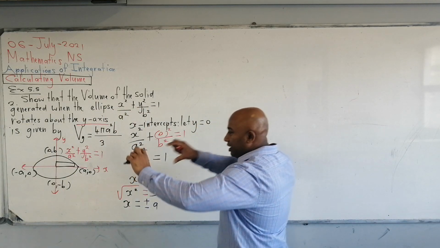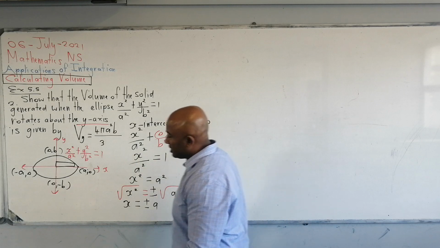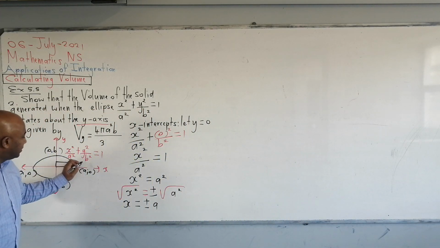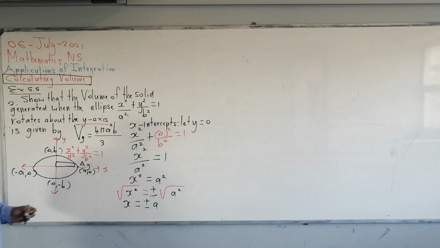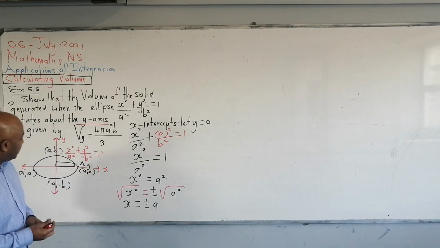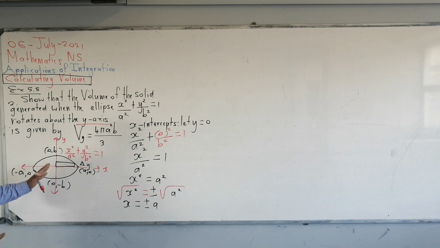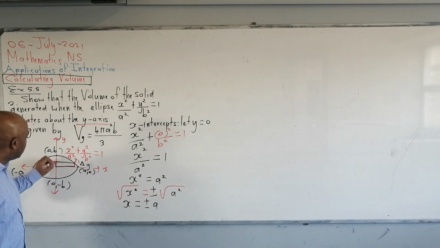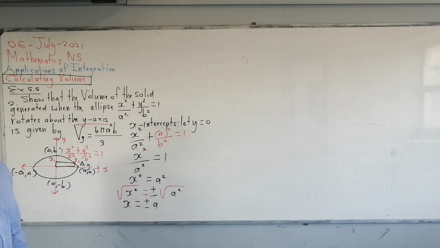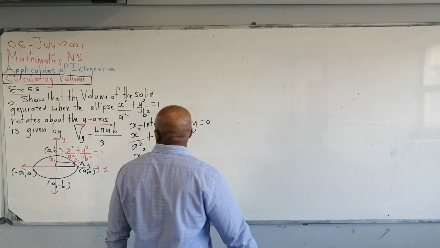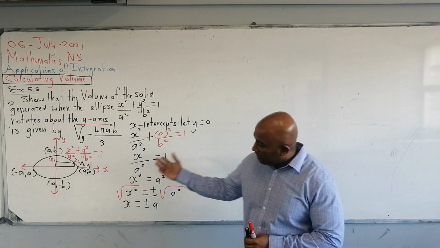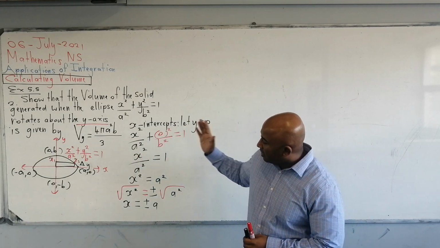Right, so you draw a horizontal representative rectangle. Right, so there is your delta y. So what am I doing now? I know if this is delta y, that means let's call this x2, let's call that x1. Okay, now this graph is rotating about the y-axis.